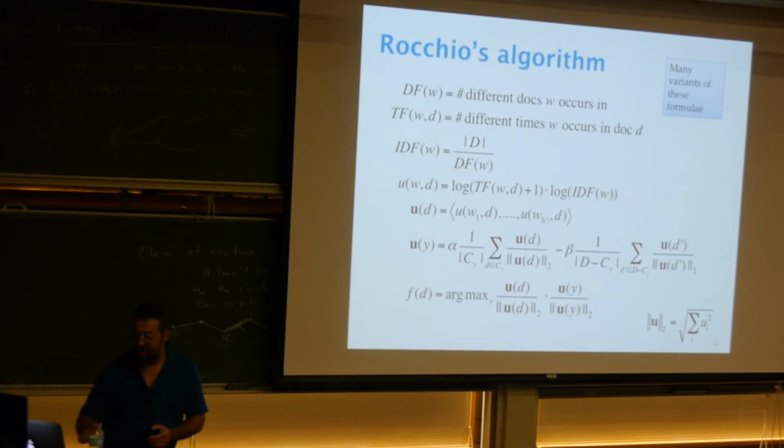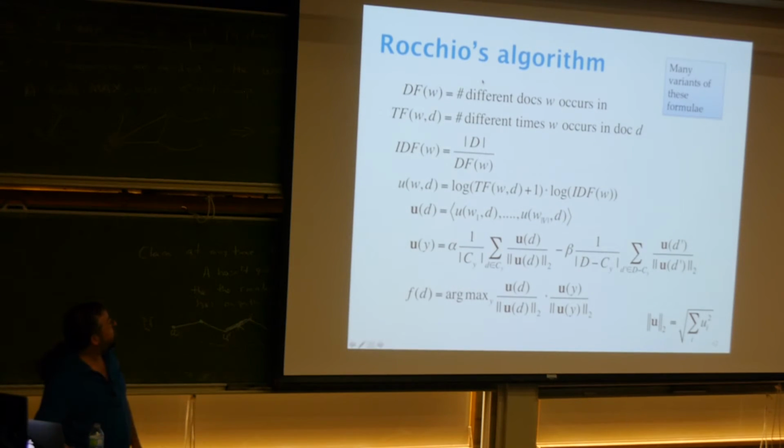Okay, so here's some notation. DF stands for document frequency, right? This is the number of different documents a word appears in. Not the number of times the word appears in the corpus, but the number of distinct documents it appears in. This algorithm came out of the information retrieval world. And TF of W and D is the number of different times the word appears in the document. So it's a count of how many times the word appears in the document.